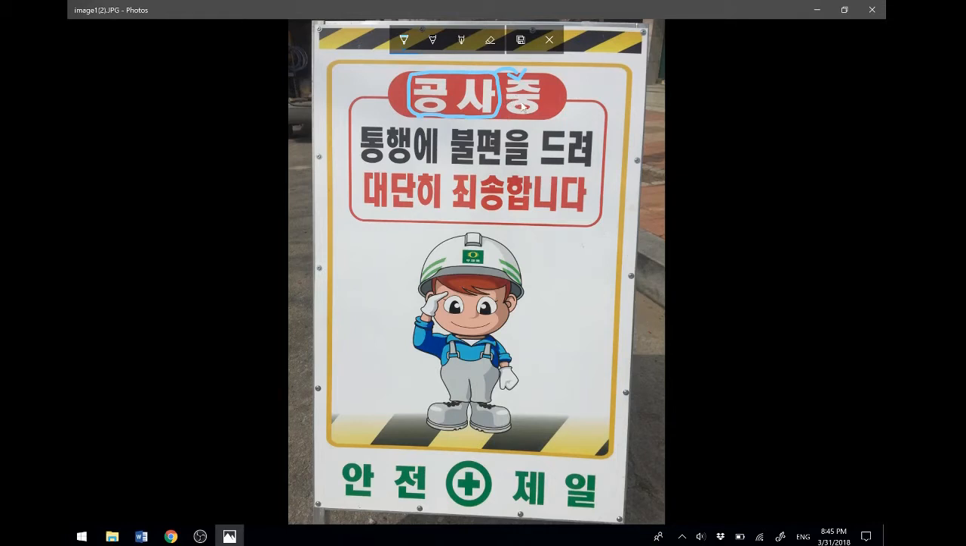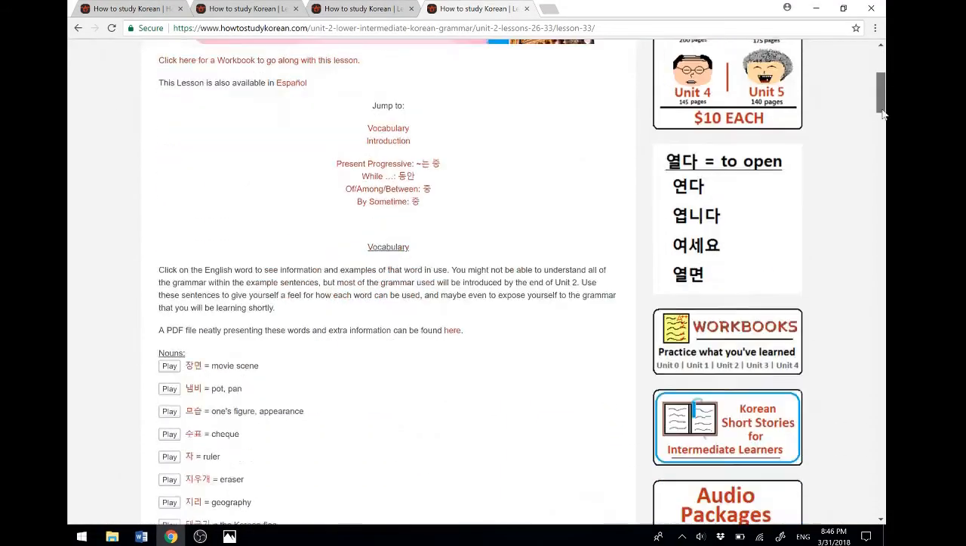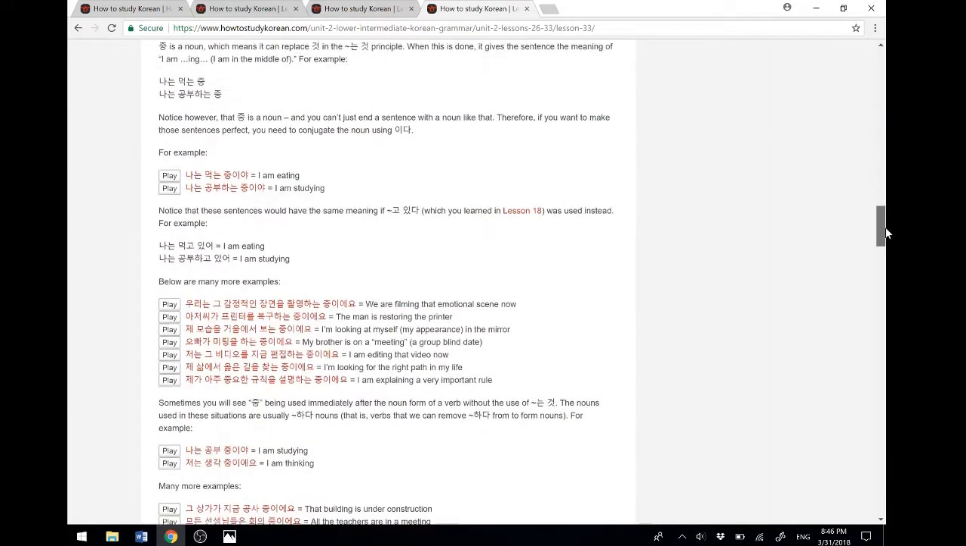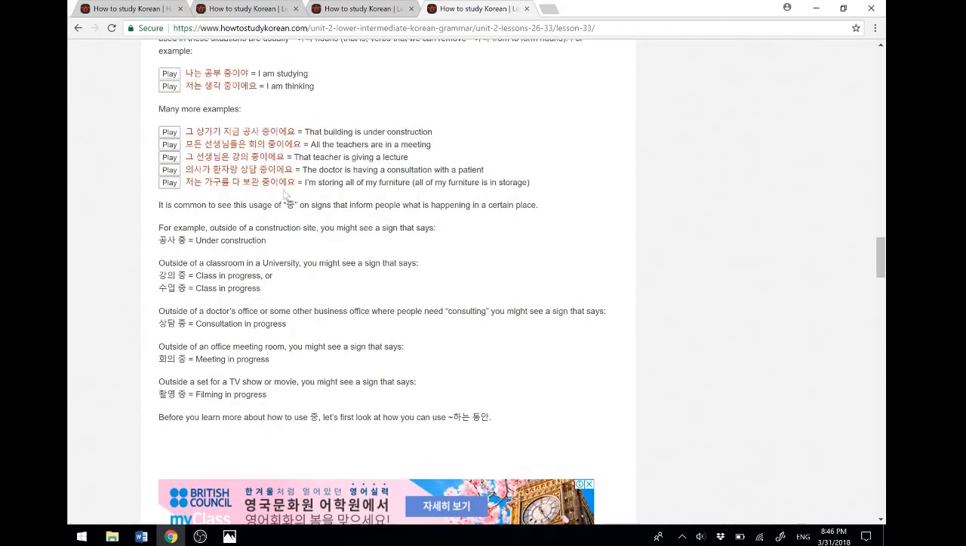Now, jung is put after the noun form of a verb, like we have here, to indicate that this thing is currently happening, or it's processing, or it's progressing. And actually, if you go to lesson 33, I do a whole lesson on jung, and there's a section at the very beginning where I talk about jung being placed right after a noun. It's funny, a sign. I wrote this lesson about 2 years ago, and little did I know that 2 years later I'd be doing a video about signs.